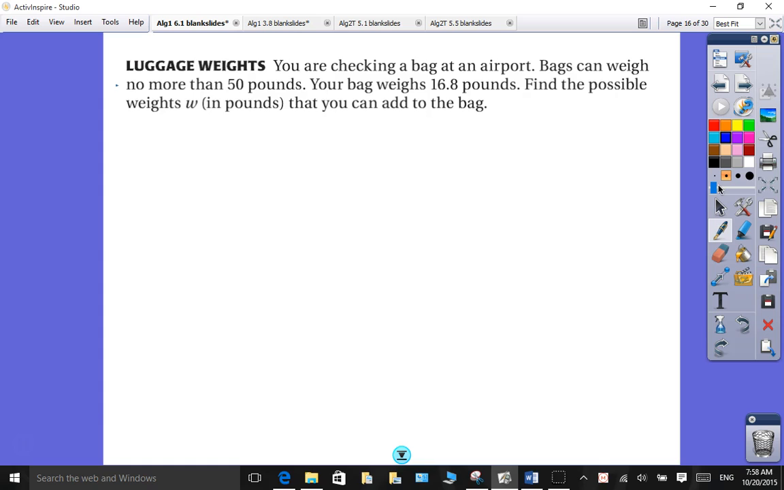Right? So let's see. What is the limiting number here? It's 50, right? What do we know? The weight of the bag has to be less than or equal to 50. What goes on the other side? Well, W, but W is what? W is the actual weight of the bag. What are we going to do with the 16.8?